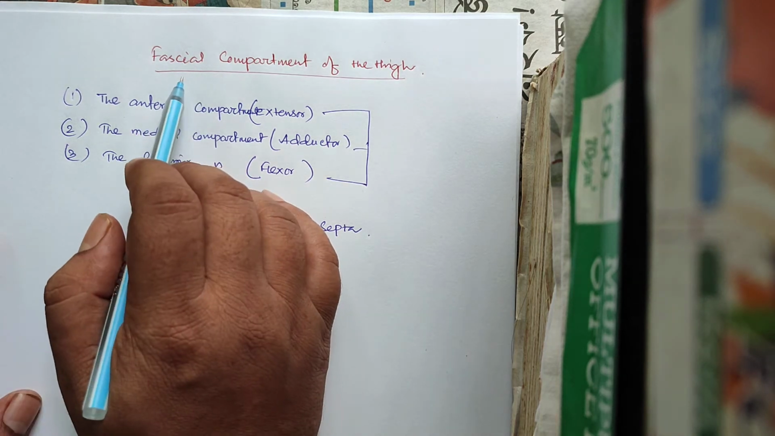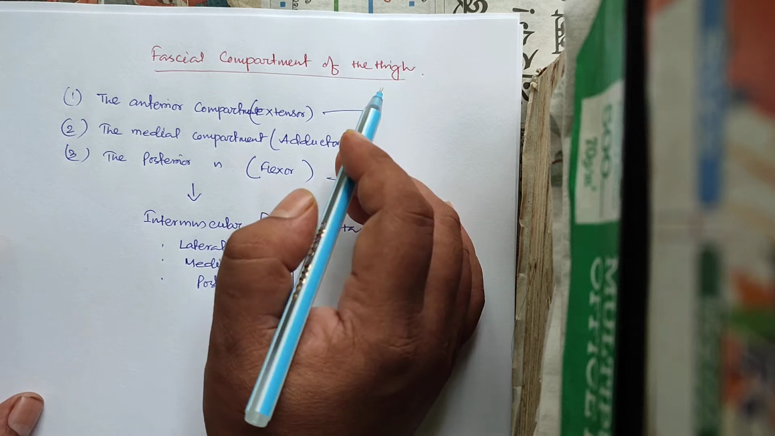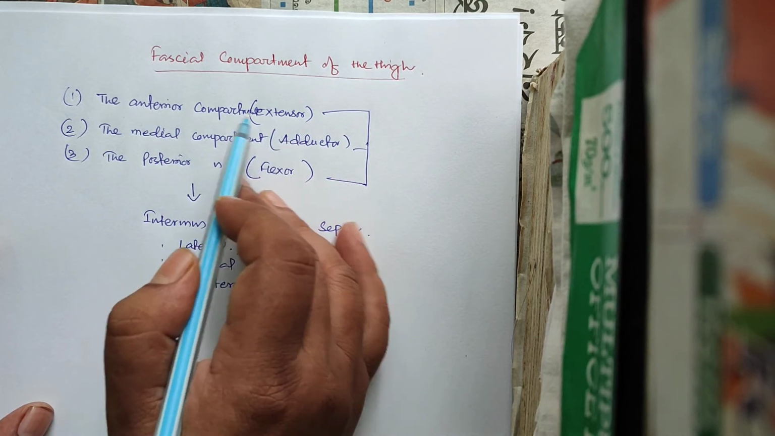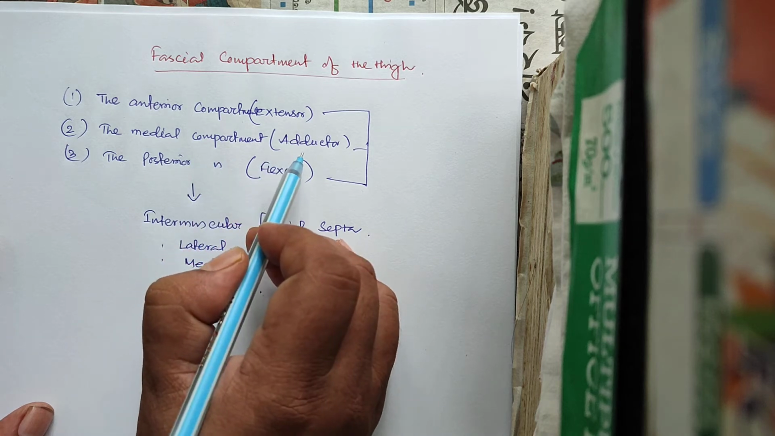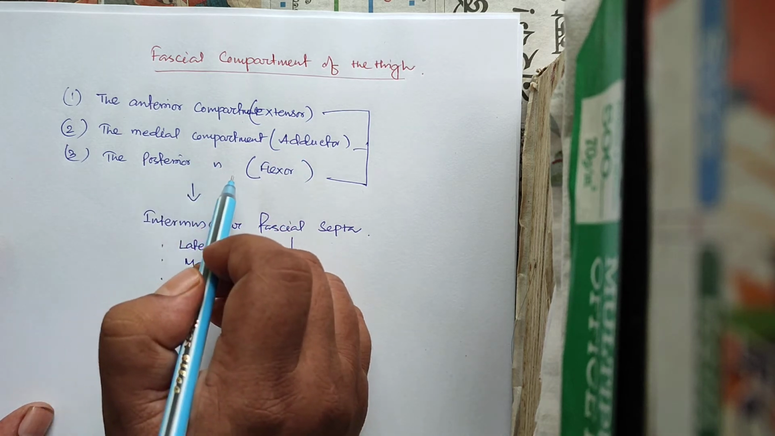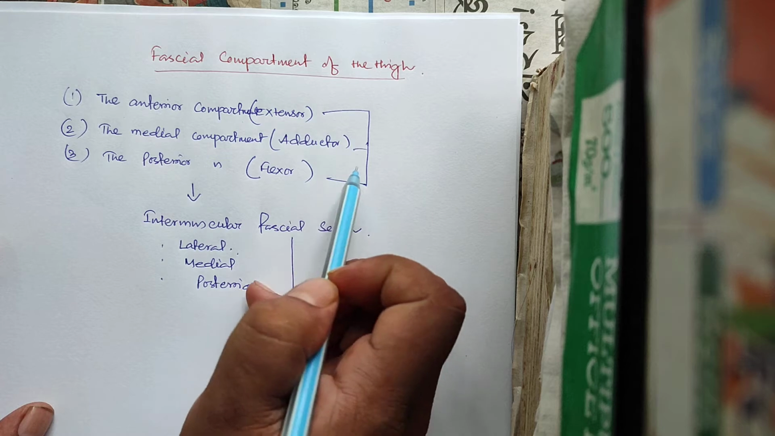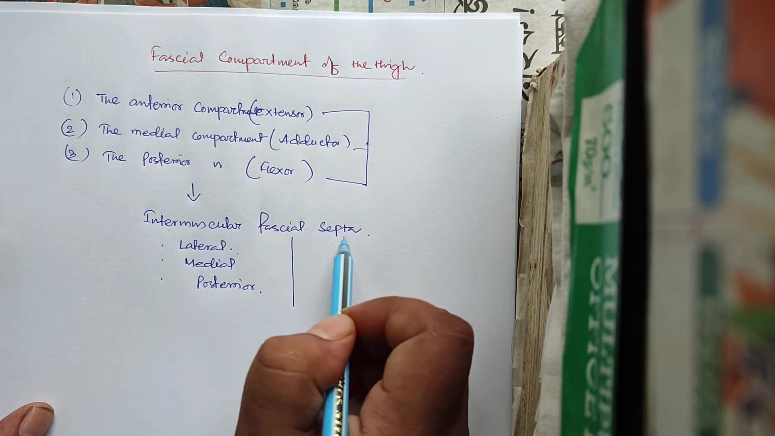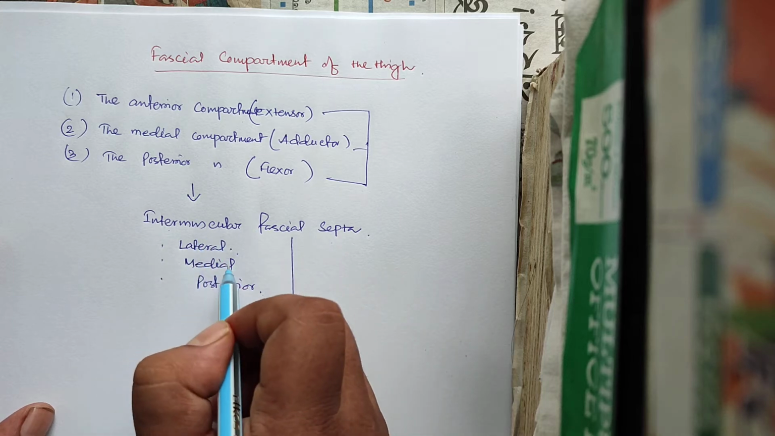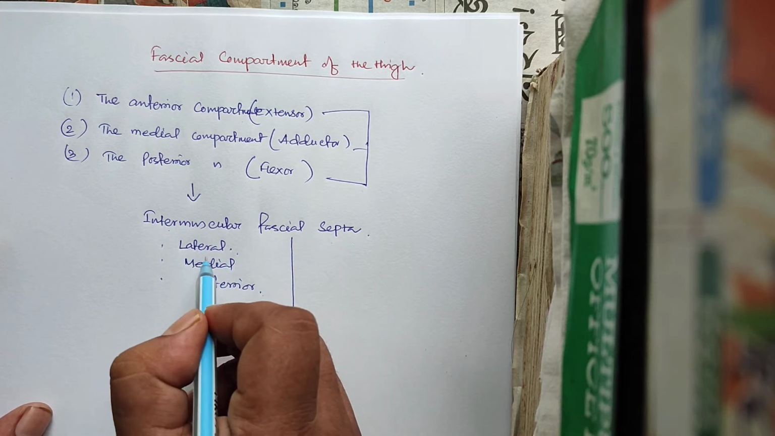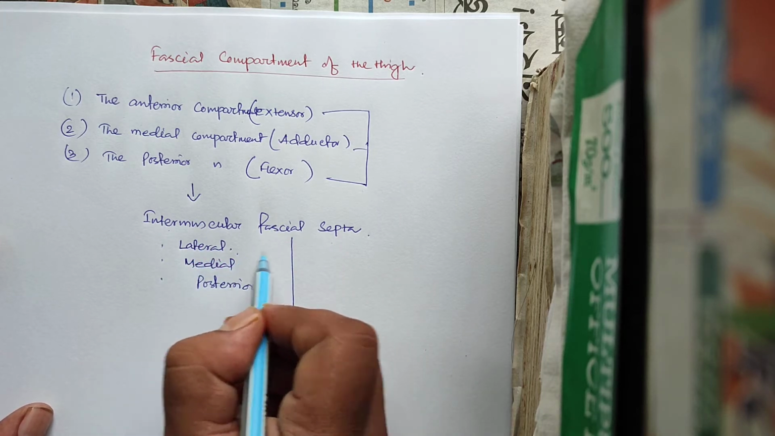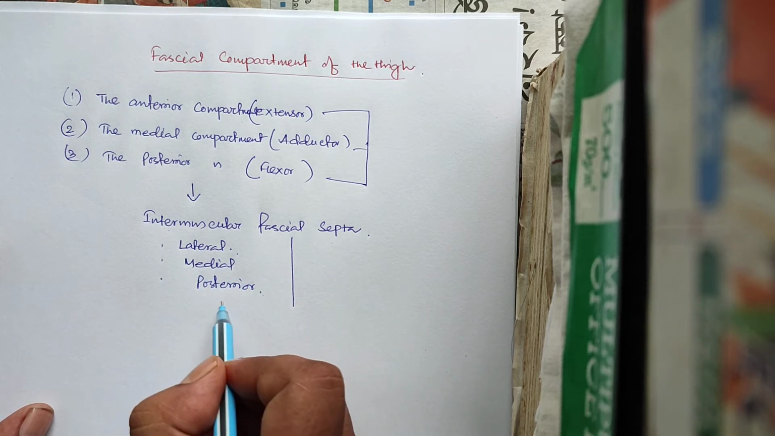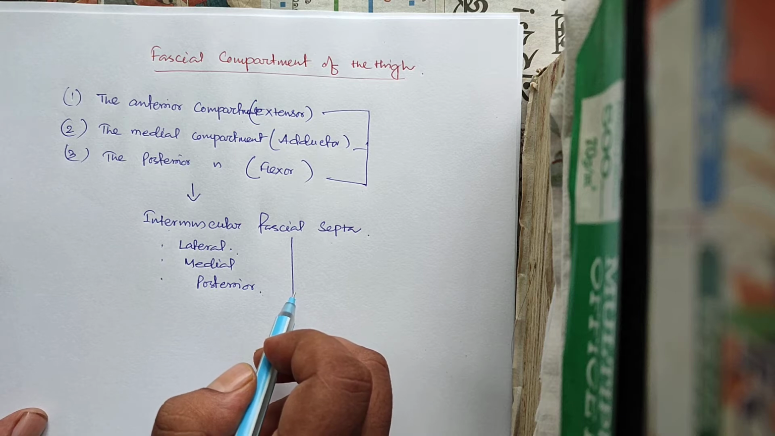Today our topic is the fascial compartments of the thigh. Here there are three compartments: the anterior compartment or extensor compartment, the medial compartment or adductor compartment, and the posterior compartment or flexor compartment. These compartments are formed due to the intermuscular fascial septa, and there are three intermuscular fascial septa: the lateral intermuscular fascial septum, the medial intermuscular fascial septum, and the posterior intermuscular fascial septum.